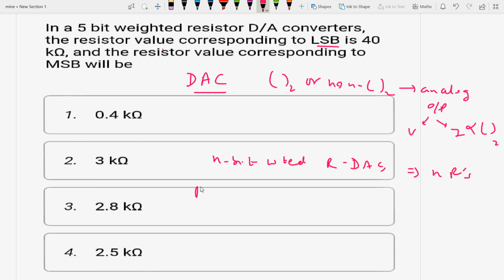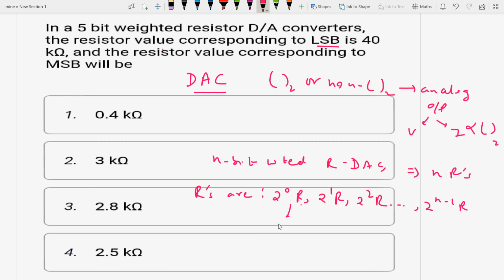The resistances are 2 to the power 0 R, 2 to the power 1 R, 2 square R, and up to 2 to the power n minus 1 R, where R is the resistance used. The last one is the resistor value corresponding to the MSB, and the first is the value corresponding to the LSB, right? So n is the number of bits.